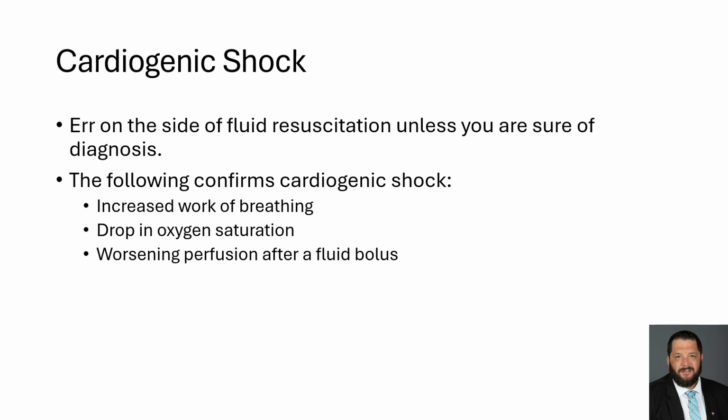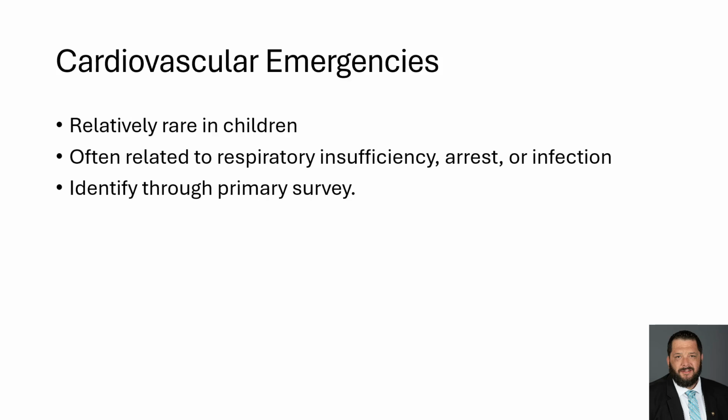The following confirms cardiogenic shock: increased work of breathing, or a drop in oxygen saturation, or worsening perfusion after a fluid bolus. So if you're clinically certain of the etiology, that the shock is distributive or hypovolemic, aggressive fluid is important and needs to be done. However, if you're not sure, if you suspect there's a history of cardiovascular disease, which is rare, or a congenital heart defect, then we need to move very slowly and watch very carefully for administration of fluid and then cessation of that fluid.